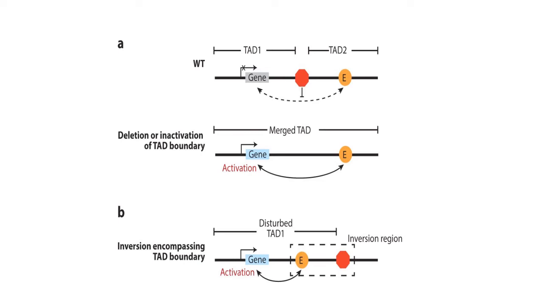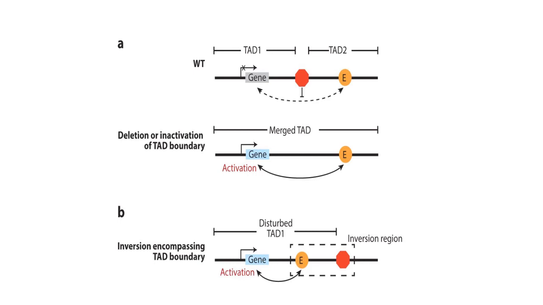Okay. Here's a representation of what can happen in a wild type versus mutant situation. At the top we have a little stop sign, which refers to CTCF, and it has a gene represented on the left and an enhancer located on the right. The negative arrow indicates that the presence of that binding site or TAD border is going to prevent the enhancer on the right from activating the gene on the left.